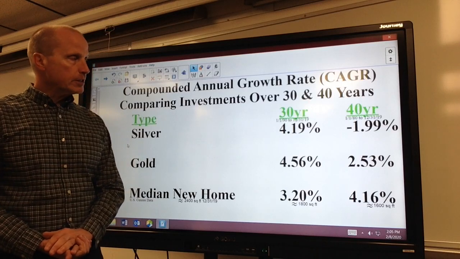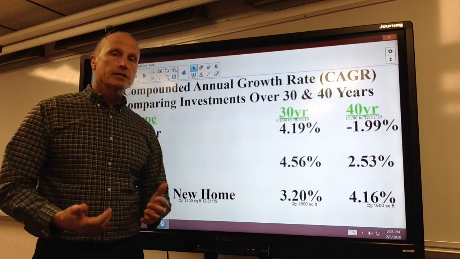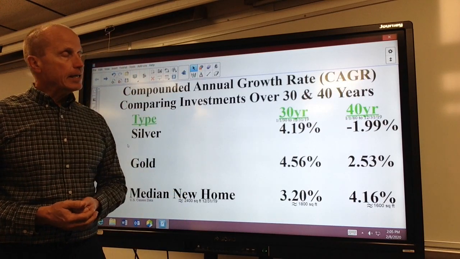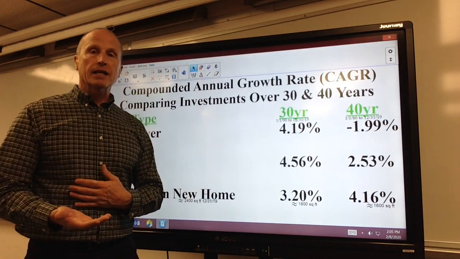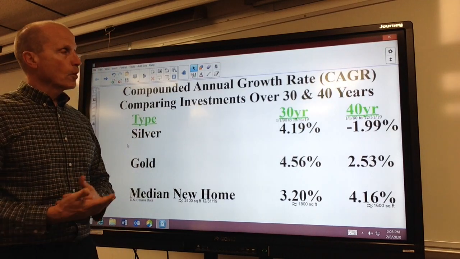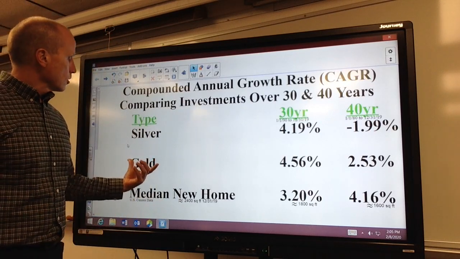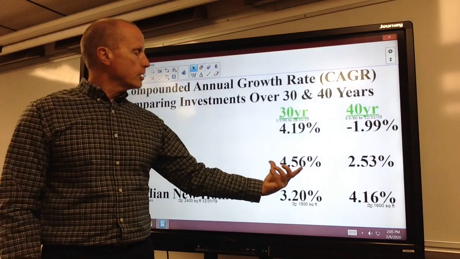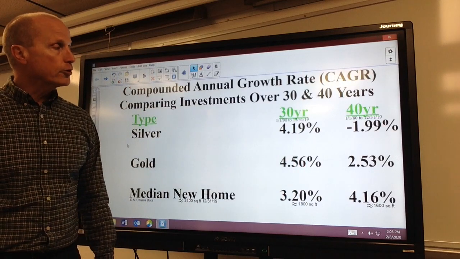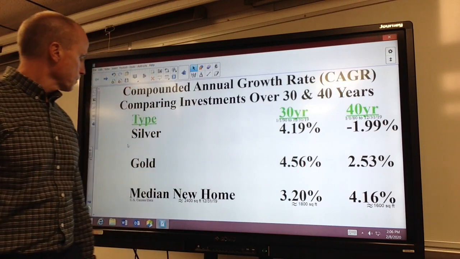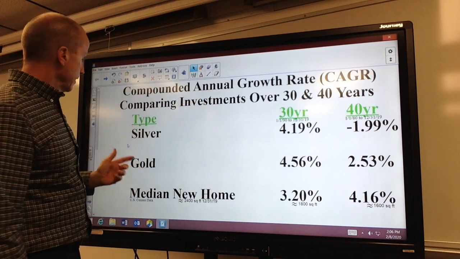For a 40-year period, notice it was negative. It was a 1.99%, but that was negative. That's because silver at the beginning of 1980 was around $39 an ounce, and of course at the end of 2019 it was still below $18 an ounce. So over a 40-year period it actually had a negative compounded annual growth rate. Gold over the last 30 years has had an average annual growth rate of 4.56%, and over a 40-year period 2.53%. Now silver and gold, we have exact data because that's traded daily.